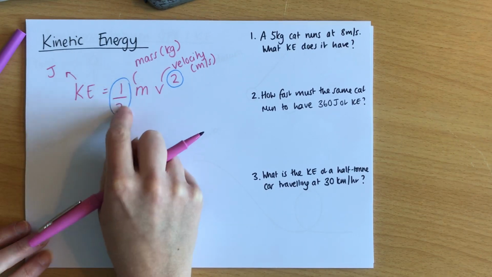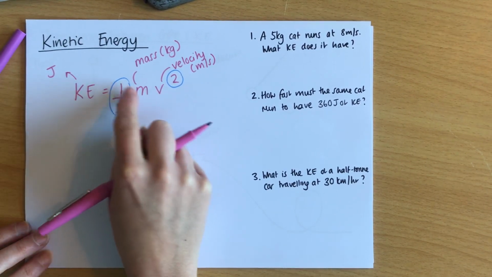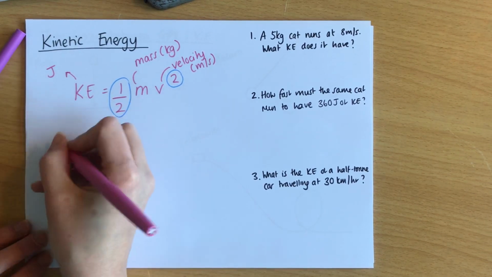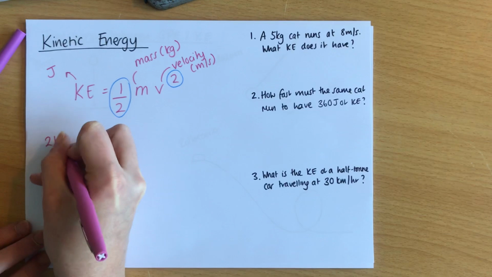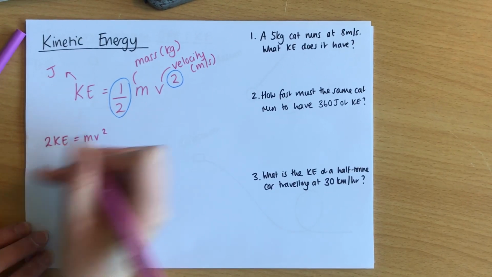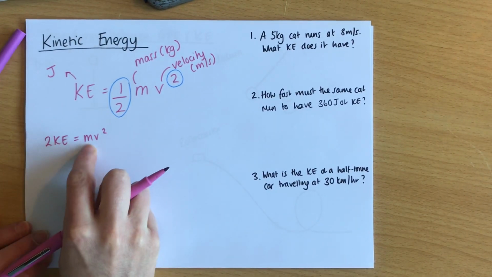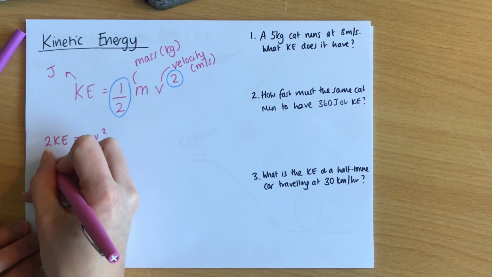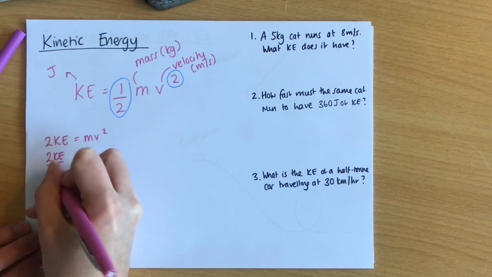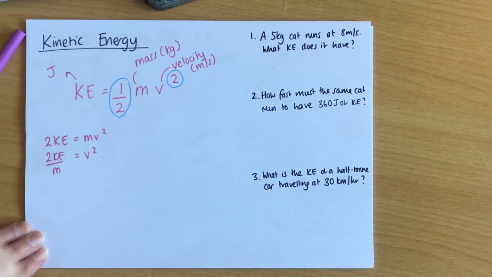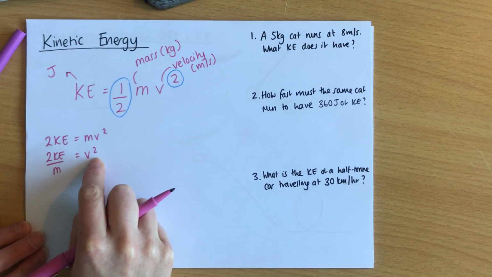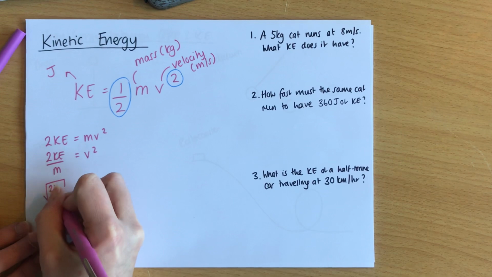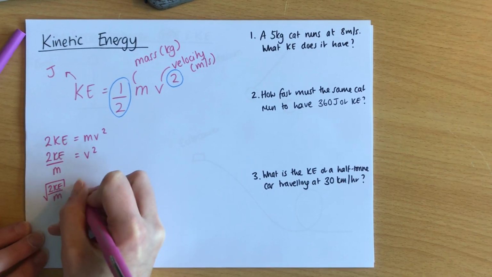I think to start with, the half is the most problematic. A half is 1 divided by 2. So to get rid of the 2, I'm going to move the 2 up to the other side. So I'm going to write 2 KE equals mv squared. Then the m, it's multiplying here, so on the other side I'm going to divide by it. So I'm going to write 2 KE divided by m equals v squared. And now I've got a squared and I don't want that, so I need to do the opposite to the other side. So I'm going to write the square root of 2 KE divided by m equals v.